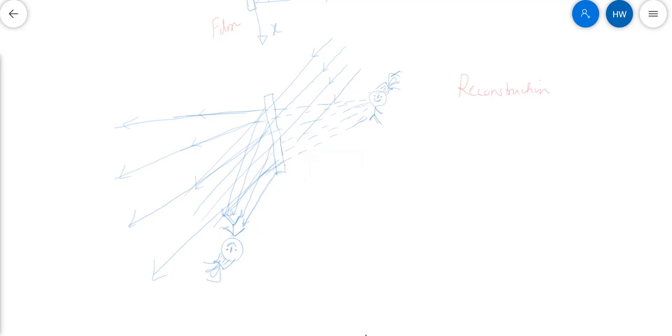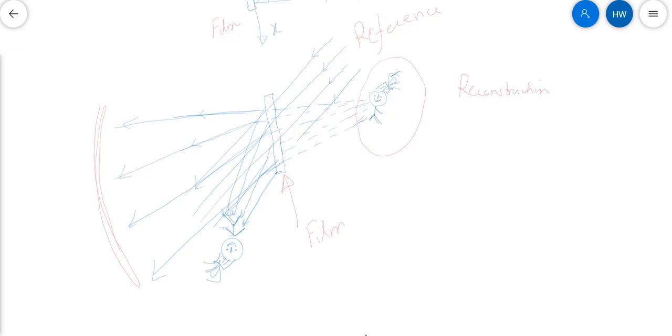Reconstruction looks like this. What we have is the film, and then we have a reference. Remember, reference is along the similar direction as the original reference had been. Now what you see is that the reference gets scattered off in this direction, creating a virtual image of that original object, right? Not just this virtual image, if you move around along this line, you will actually get different perspectives of the same object.